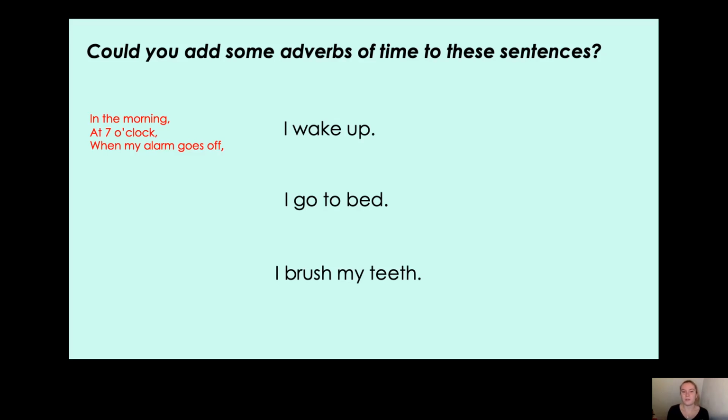Okay, were you able to add some adverbs of time? Fantastic, well done. So I have a funny feeling that this is going to appear in the wrong order. So let's start with I brush my teeth, okay? I know it's the third one, but I think it's going to appear in the wrong order. So I brush my teeth. What adverb of time could we add to that? Well, you brush your teeth normally in the morning, don't you? And at night. So you could have in the morning and at night.